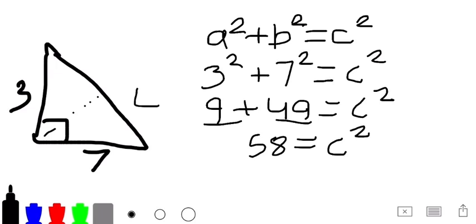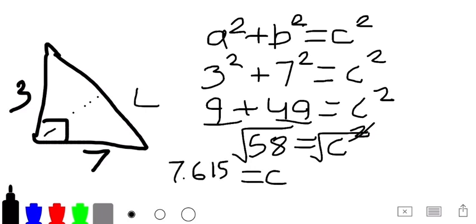And to isolate c, we need to use a square root to get rid of the square. And after we do that, we'll end up with c equals 7.615, and we can round that to c equals 7.6. So the missing side is 7.6.